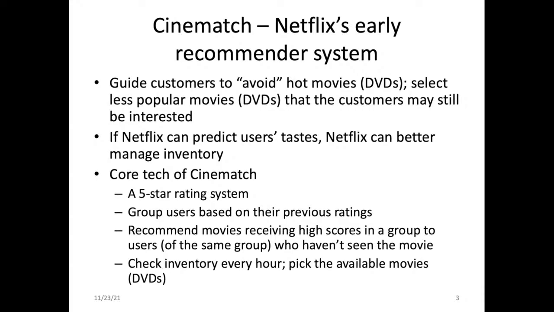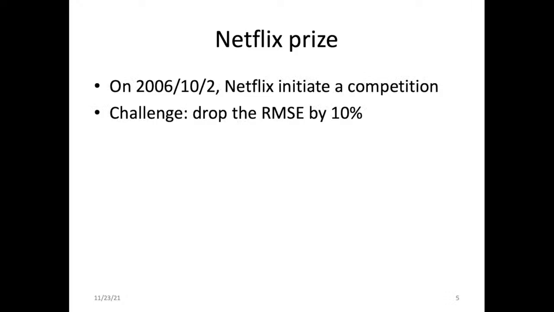Okay, so this is a little bit about the history. And now let's talk about the Netflix Prize. In 2006, they launched this competition. Because they already had Cinematch, their in-house recommendation algorithm, which predicts who will like what movie, they said that if you can drop the root mean square error by 10% compared to their Cinematch algorithm, you will win the prize.